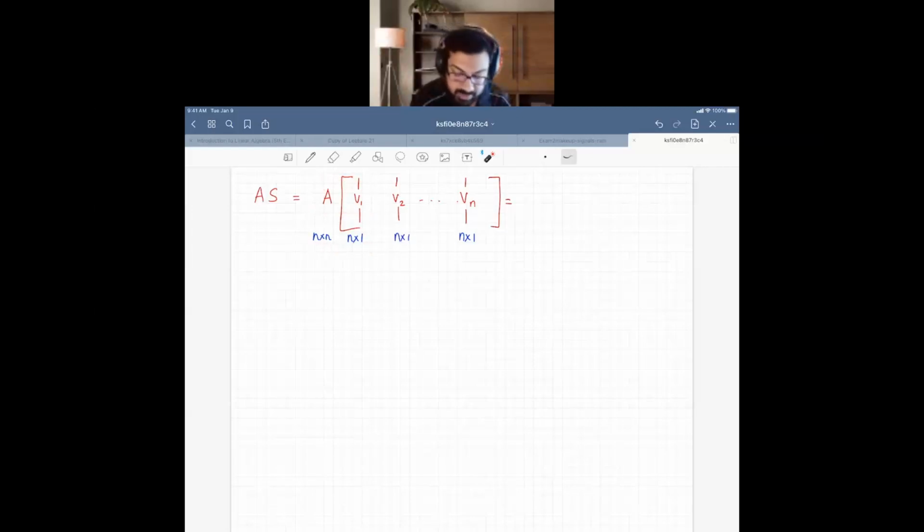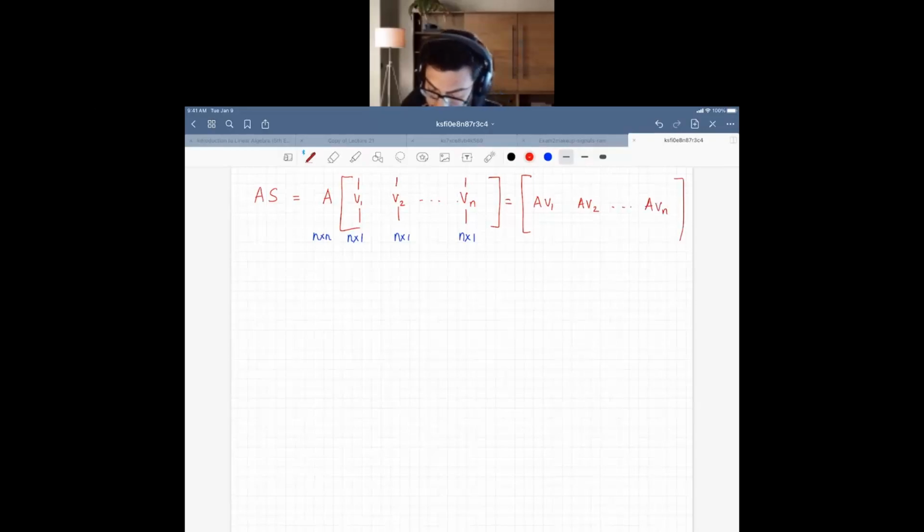It's going to be a column vector. AV1 is going to be a column vector. So the first one will be AV1, next will be AV2, so on up to AVN. And again, these are going to be column vectors here. So that's AS.